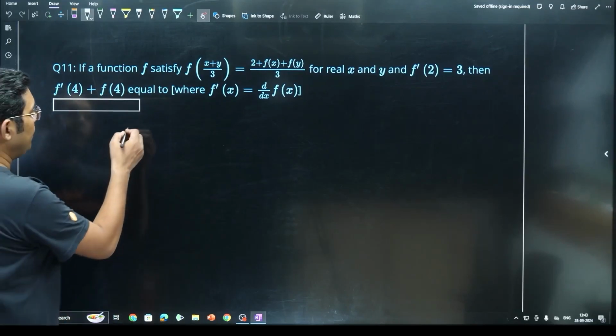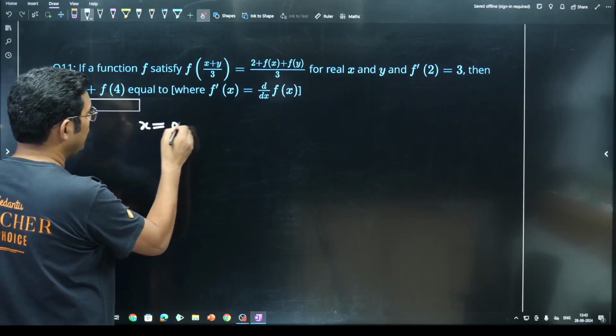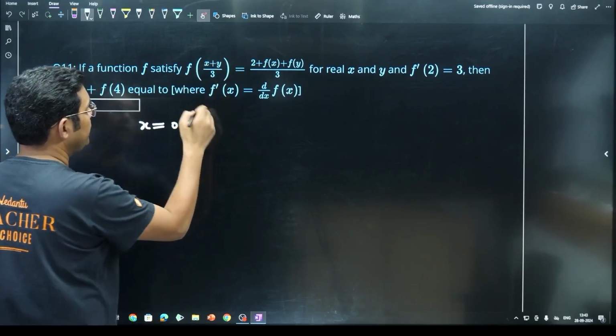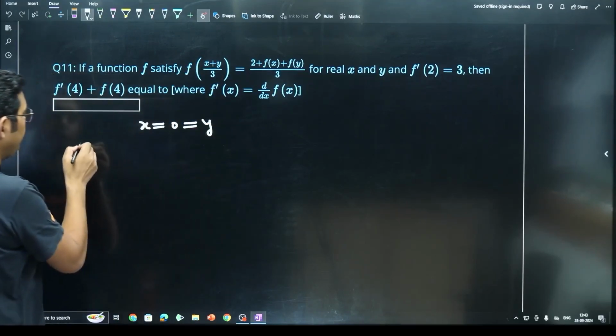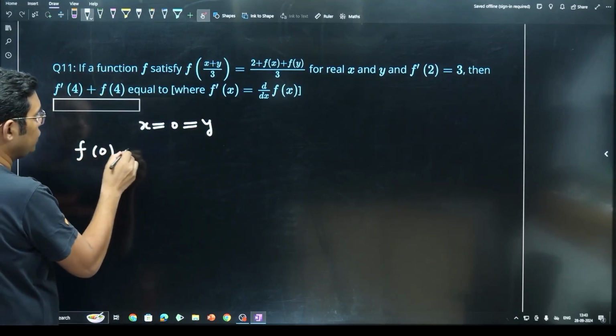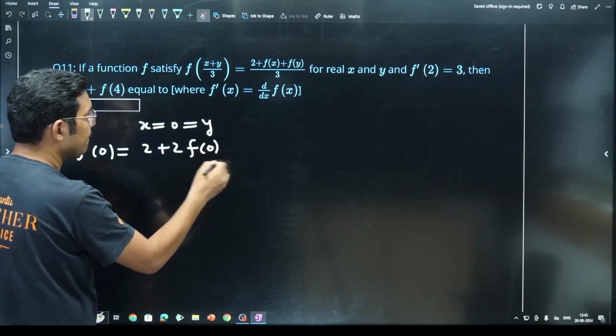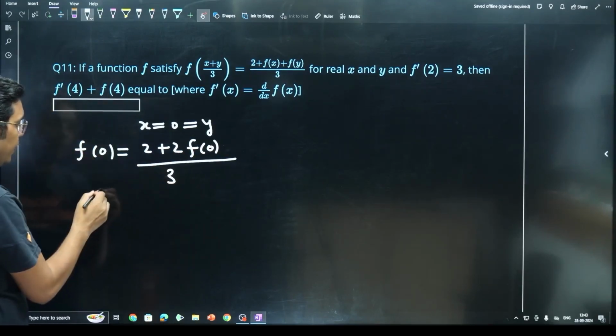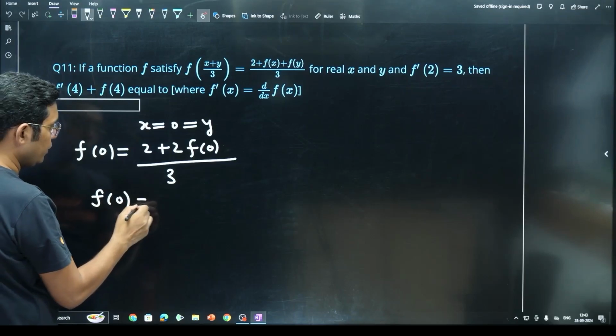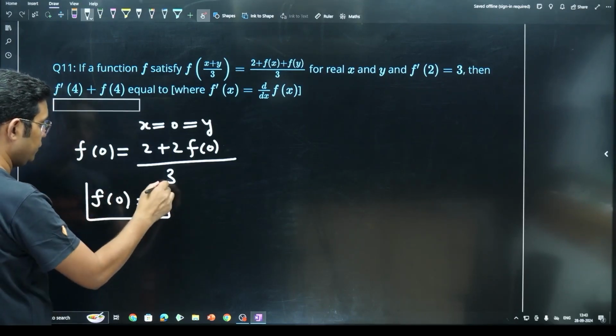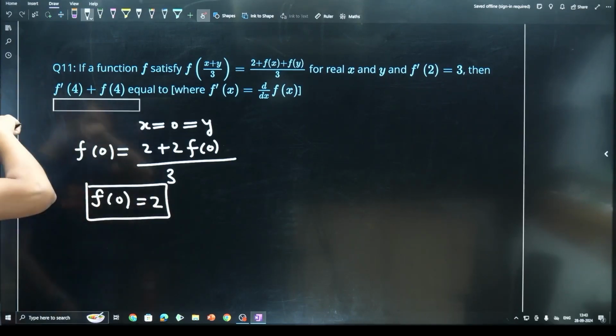First of all, if I put x equal to 0 and y equal to 0, I think this relation gives you f0 equal to 2 plus 2 times f0 upon 3. Cross multiply here, I think we will get f0 to be equal to 2. That is one value we are getting for f0.